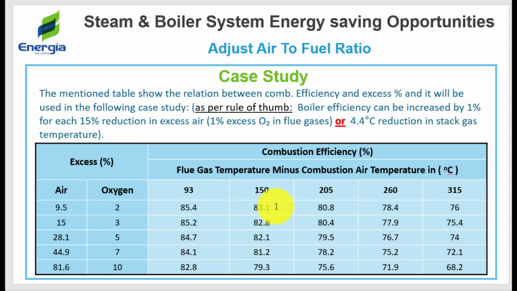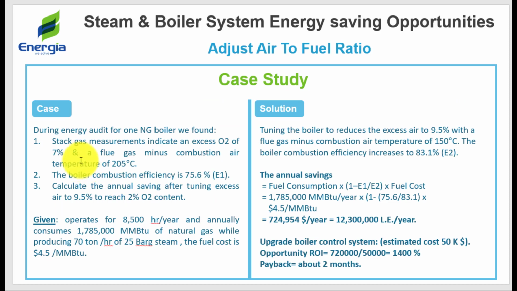So let's take one example here, based on one true example that we have done ourselves during one of our energy audits to one industry. We found a natural gas boiler during the energy audit, and taking the measurement of excess oxygen in the flue gases, we found this value in the range of 7, and the temperature difference between the flue gas and the combustion air was 205. And this means that this boiler was running with an efficiency of about 75.6.